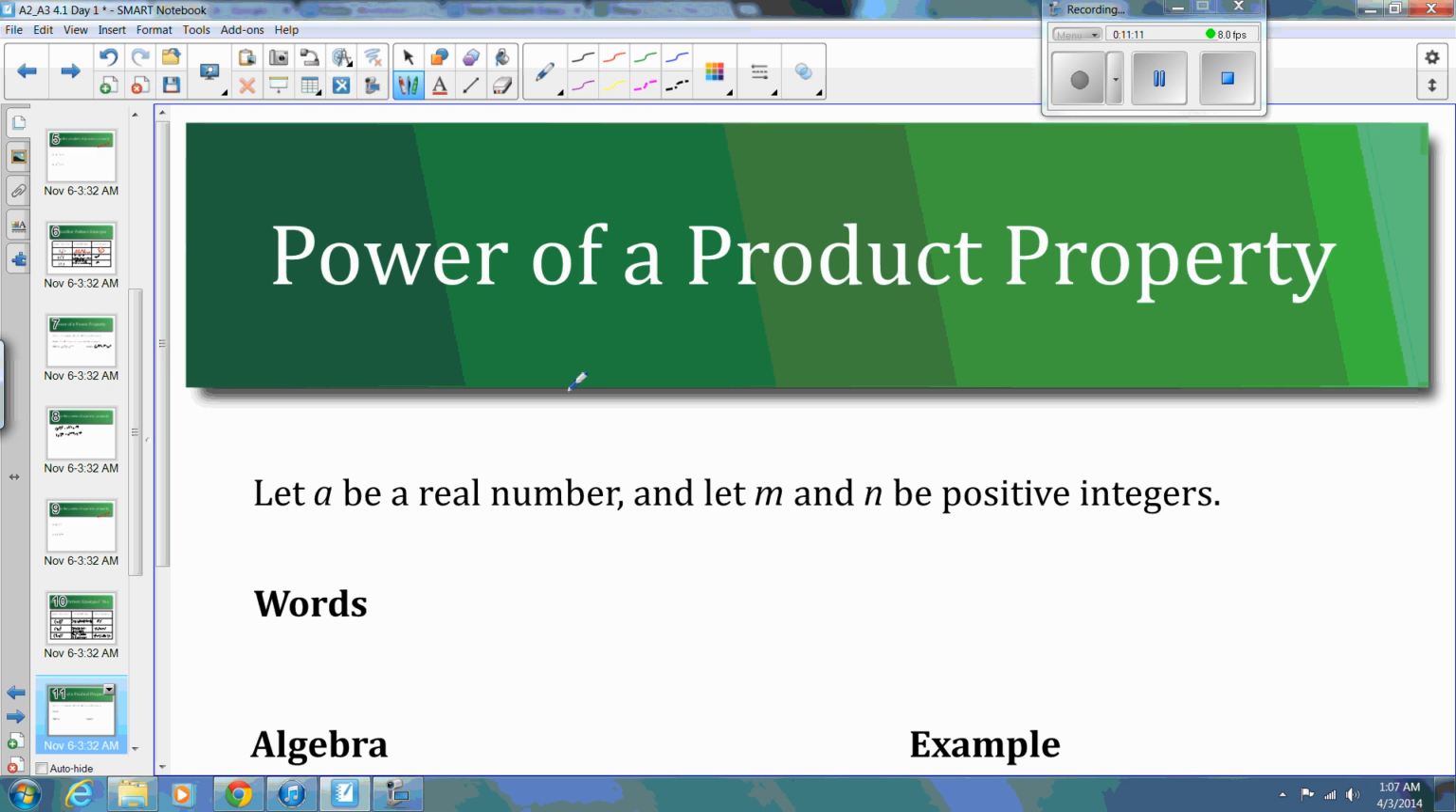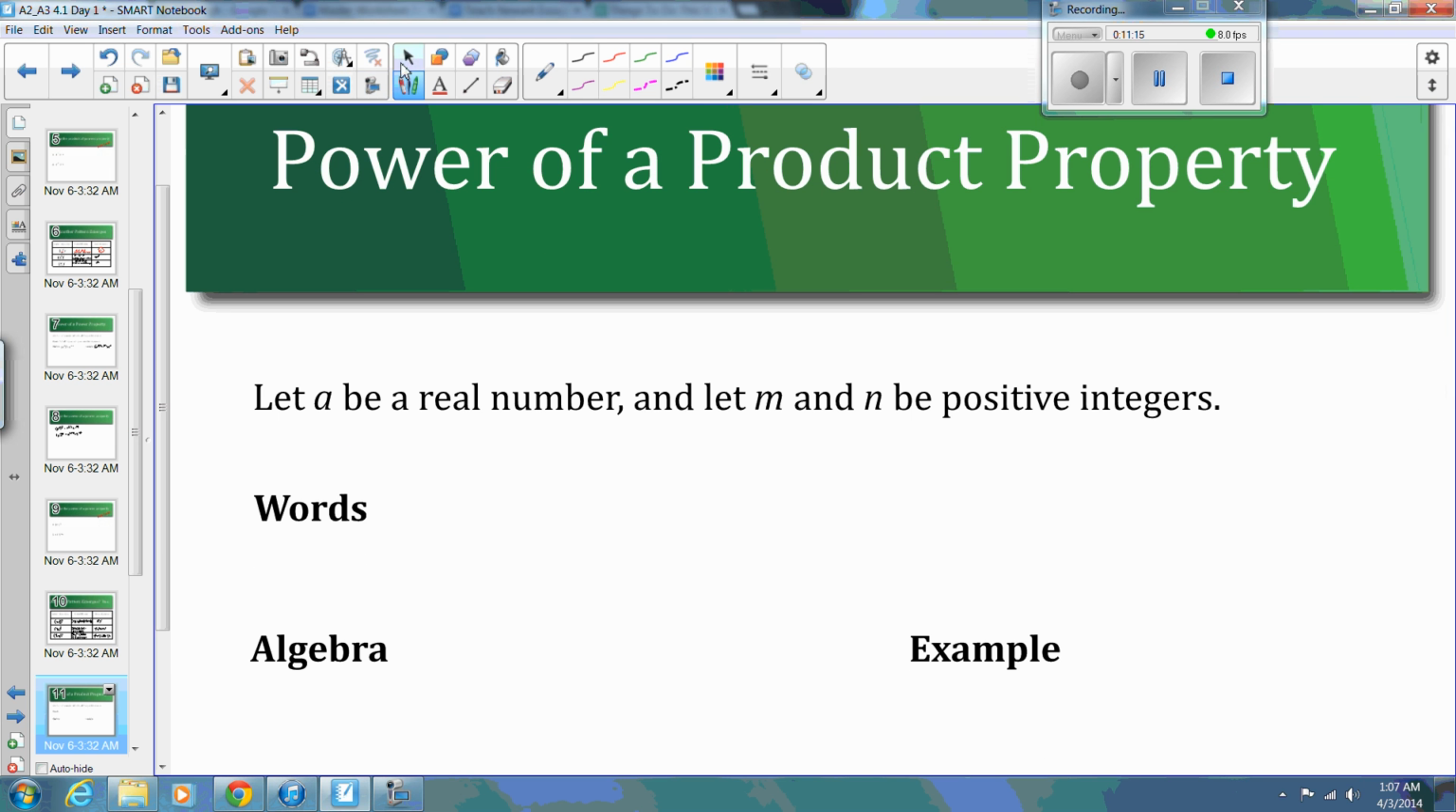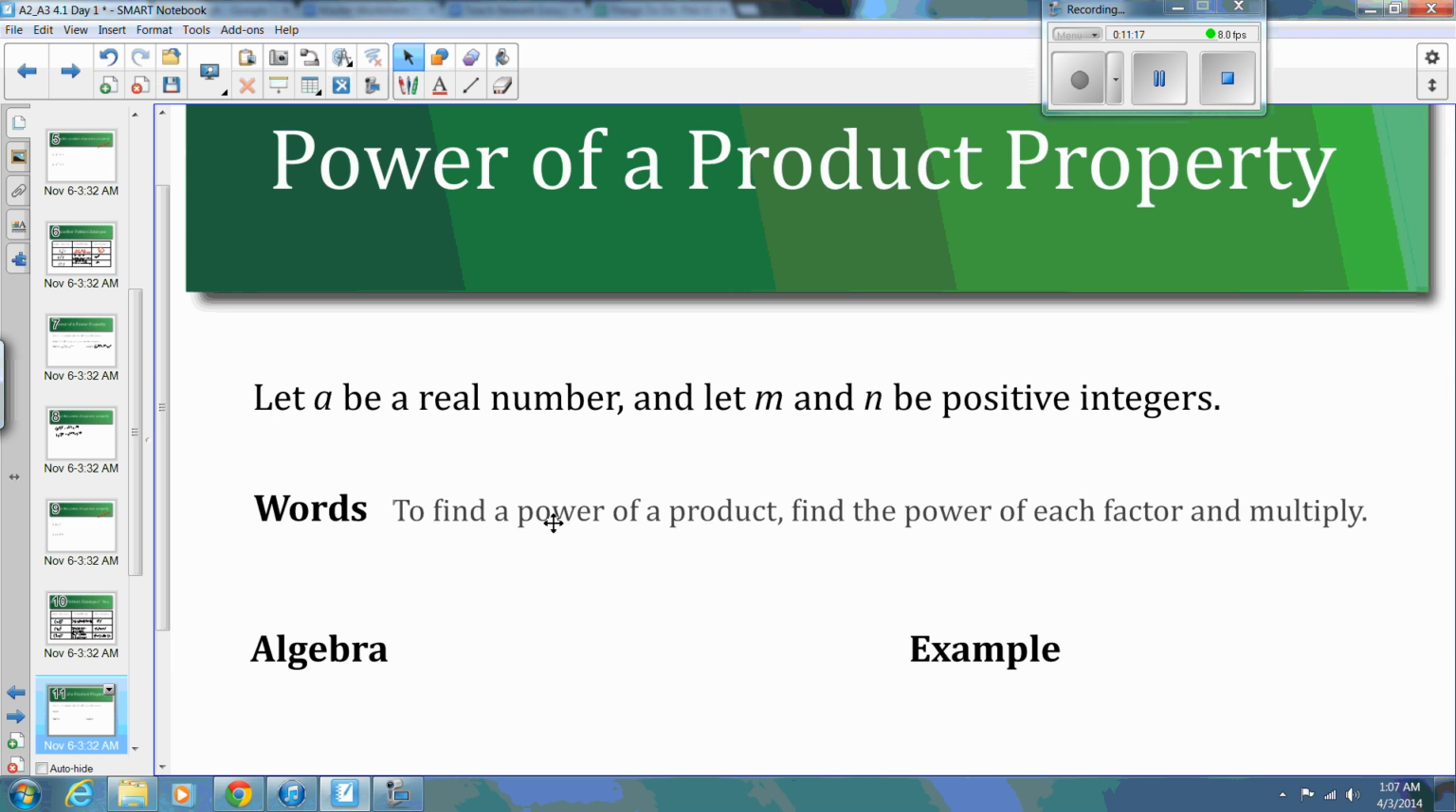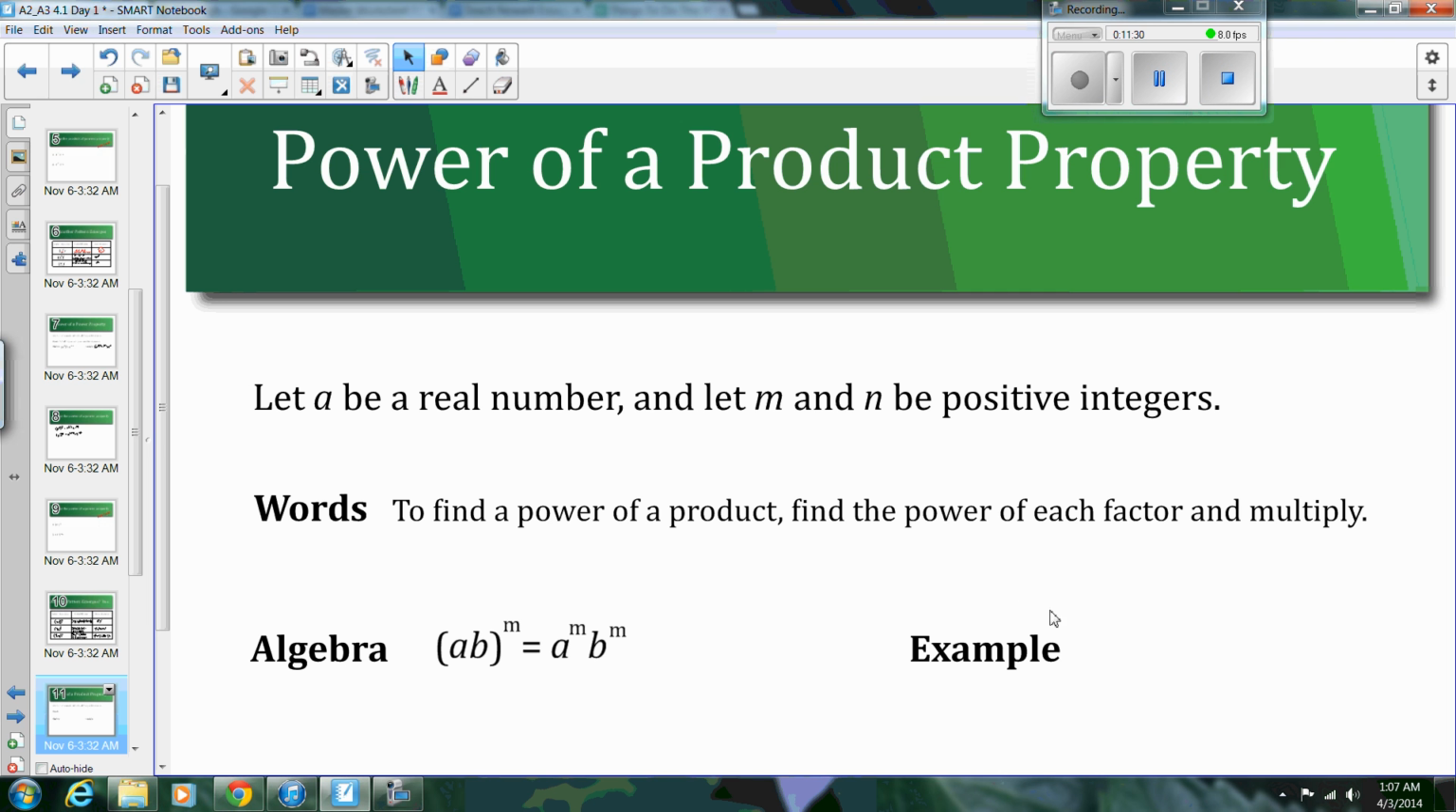So let's take a look at what this power property is called. This is the power of a product. Let a be a real number, and n and m positive integers. So what's the words here? To find the power of a product, a product inside parentheses, you find the power of each factor and multiply. So what's that in algebra? ab raised to the m is a to the m, b to the m. So let's take a look at an example here.